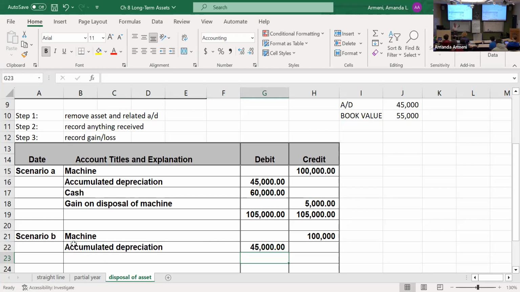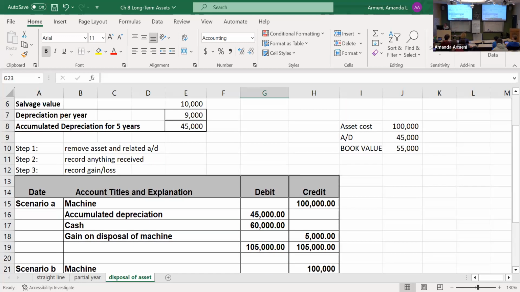Step 2, record what you got. What do we get? Nothing. We don't have to do anything. We got nothing. So step 3, our book value is $55,000. That's how much we believe this asset is worth on our accounting records. And we got 0 for it. Did we win or did we lose? Say it loud. We lost.